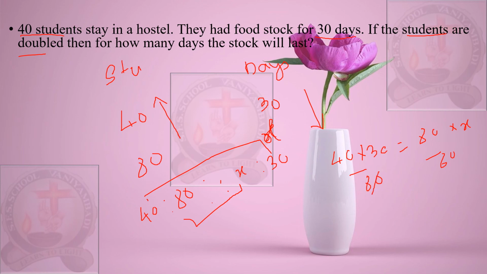So 2 times 40 is 80, and 1 times 40 is 40. 1 times 2 is 2, and 15 times 2 is 30. Okay, 15 is the answer on the left hand side. On the right hand side, if we cancel, x will be remaining. So now I got the value of x here. Already I have assumed what x is here. X is the number of days that the food will last for 80 students, children.